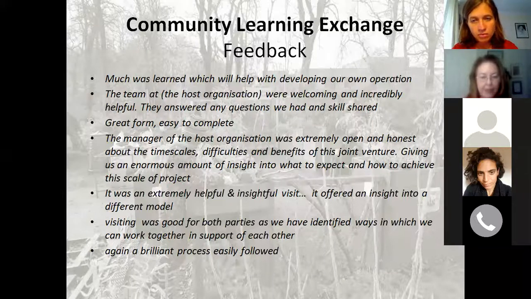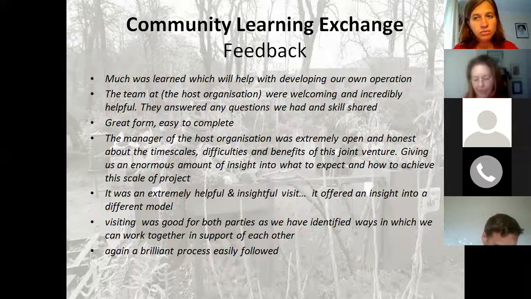Helpful and insightful. One of the strongest bits of feedback I've had is that this is much better than training, in other words, than formal training. A brilliant process, easily followed. I can't stress enough that it is a simple operation and the administration is very lightweight.